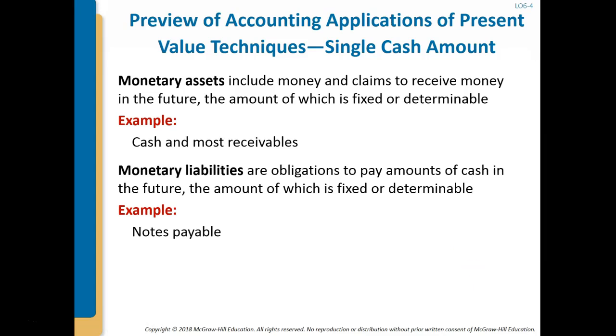Many assets and most liabilities are monetary in nature. Monetary assets include money and claims to receive money, the amount of which is fixed or determinable. Examples of monetary assets include cash and most receivables. Most liabilities are monetary because many of these liabilities are obligations to pay amounts of cash, which is, again, fixed or determinable.